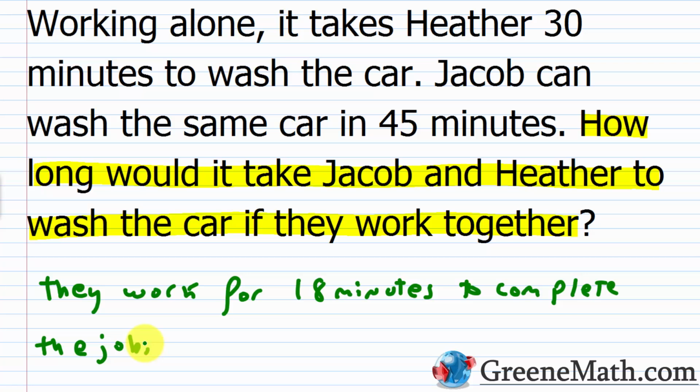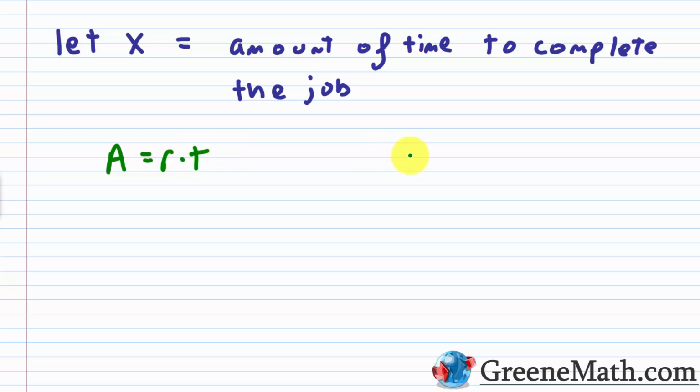Now, is it correct? How can we check this? Well, we can take the fractional amount that Heather does and the fractional amount that Jacob does and add those together and see if it equals 1. So we know that if we go back down, A is equal to R times T. I'm going to put two scenarios. A equals R times T. So what amount of the job does Heather do? Well, remember her R, her rate of work, is 1 over 30. And she works for T minutes. And again, we found that the time that they're going to work together, which we labeled as X, was going to be 18. So essentially I'm going to put this as times 18. That's going to give me the amount of work that she does.